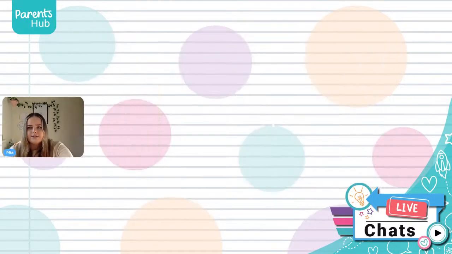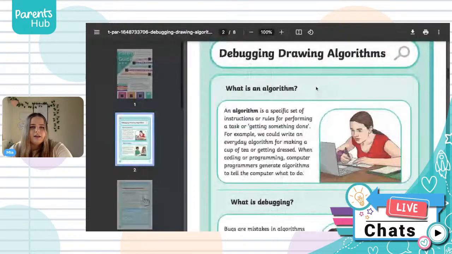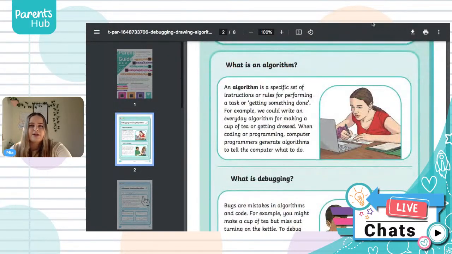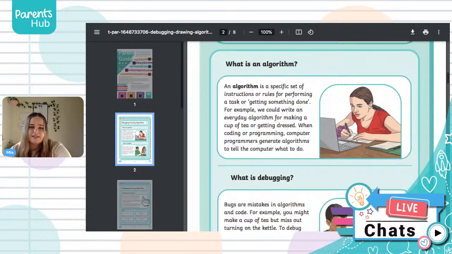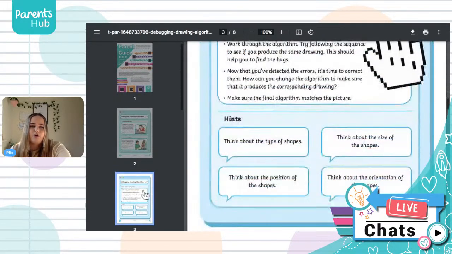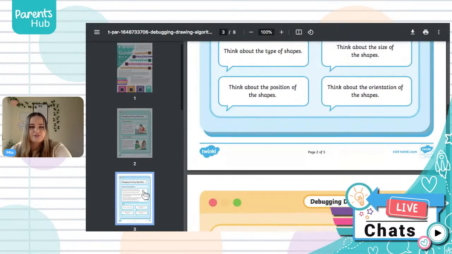So for example, this debugging drawing activity, which I can share with you now, and you'll be able to find in the comments, it explains to your child what an algorithm is, what debugging is. So if your child wants to then go over things and terms that they would have learned in Key Stage 1, there is things in there for that. And it explains what it is before giving your child a task to do.